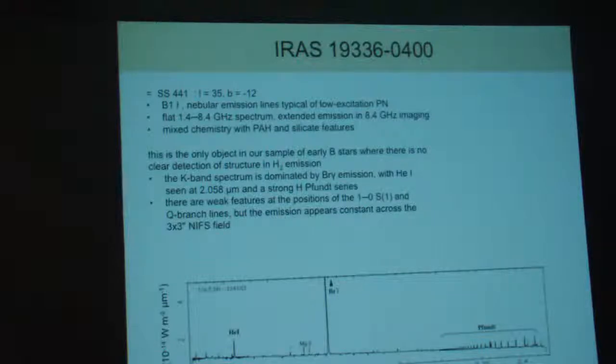19336 is probably a more evolved object than those two. It's the only target in our sample where we don't see any structure in molecular hydrogen at all. The H2 line seems to be constant across our 3x3 arcsecond field. But we see very strong Brackett gamma here and helium-I, and again this magnesium-II doublet and the Pfund series, so we've got ionized emission here.